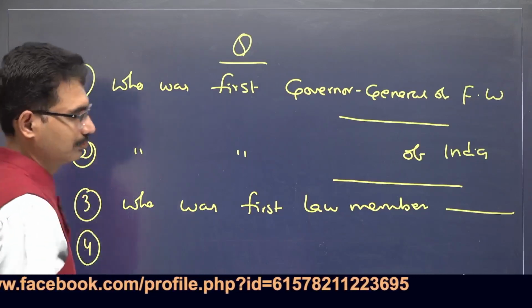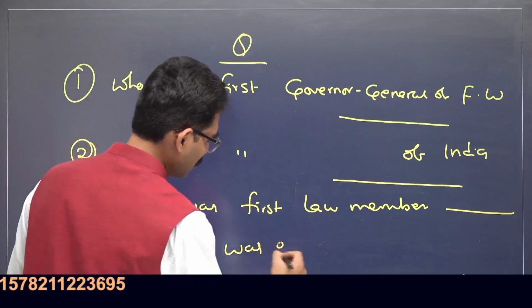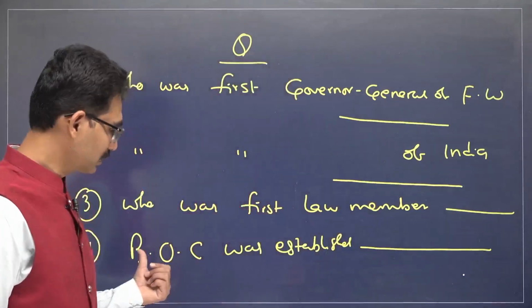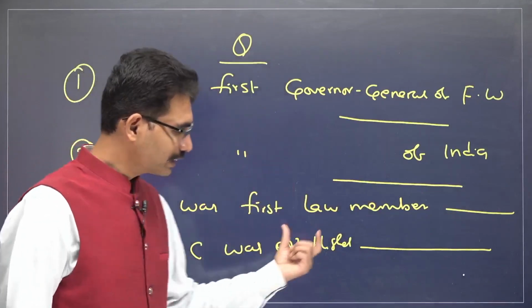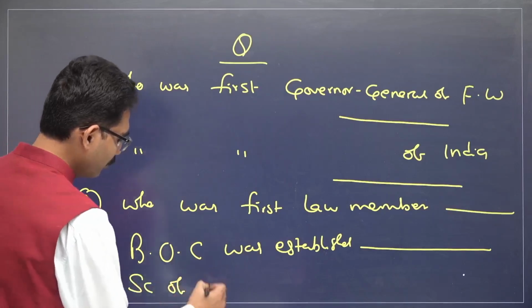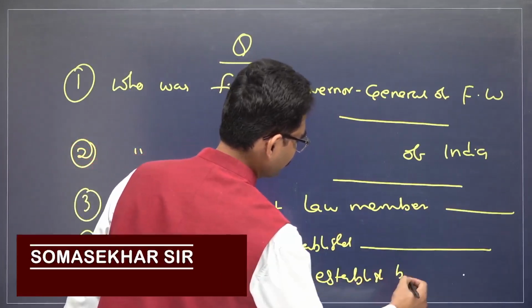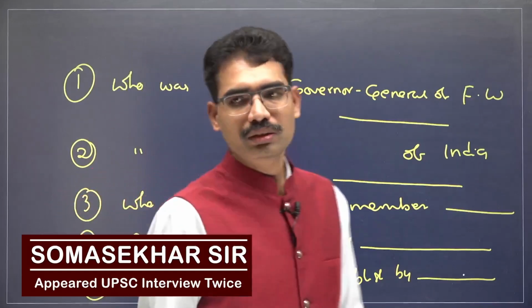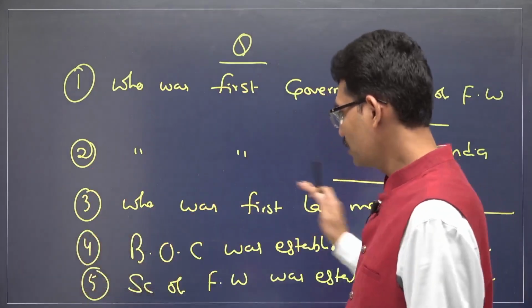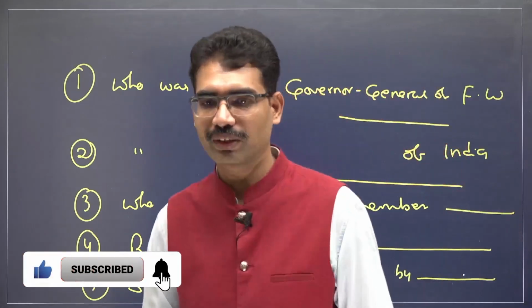Fourth one, the Board of Control was established by which act? Remember this. This was covered in a previous class. Fifth one, the Supreme Court of Fort William was established by. See this? Supreme Court of Fort William established by. Board of Control was established by. Who was the first law member? Who was the first Governor General of India? And who was the first Governor General of Fort William?